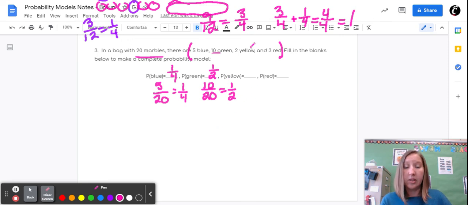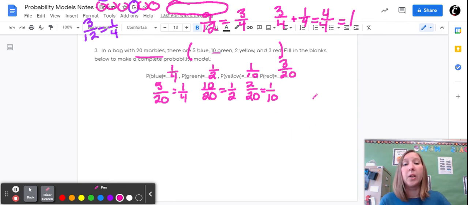The probability of choosing a yellow, we have 2 yellow out of 20 total, which is going to reduce to 1/10. So my probability of choosing a yellow is 1/10. And I have 3 red out of 20, which I can't reduce any further. So that is just going to be 3/20. Now, remember, what I want to do is add together all of my probabilities to see if they equal 1, to see if they're a complete probability model.